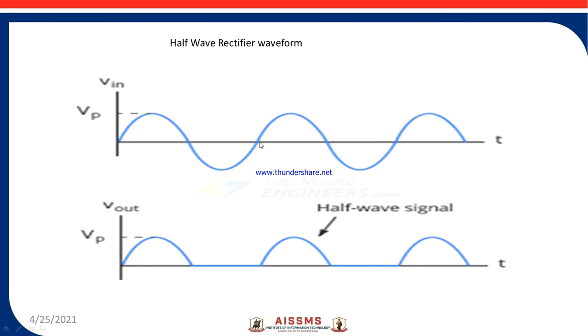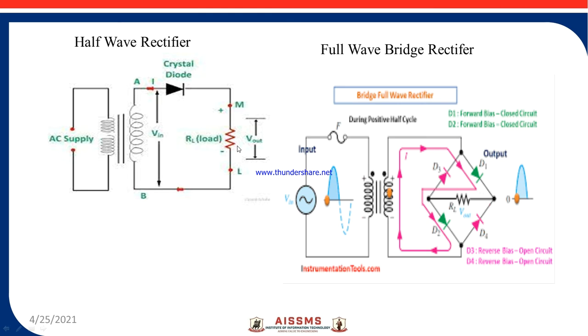As you can see in this diagram, during the positive half cycle the diode conducts and we get the positive half at the output, whereas during the negative half cycle of the input voltage we don't get any output, as the diode is reverse biased and acts as an open switch. An open switch has high resistance and hence the voltage will not appear during the negative half of the input cycle. Now this is all about the half wave rectifier.